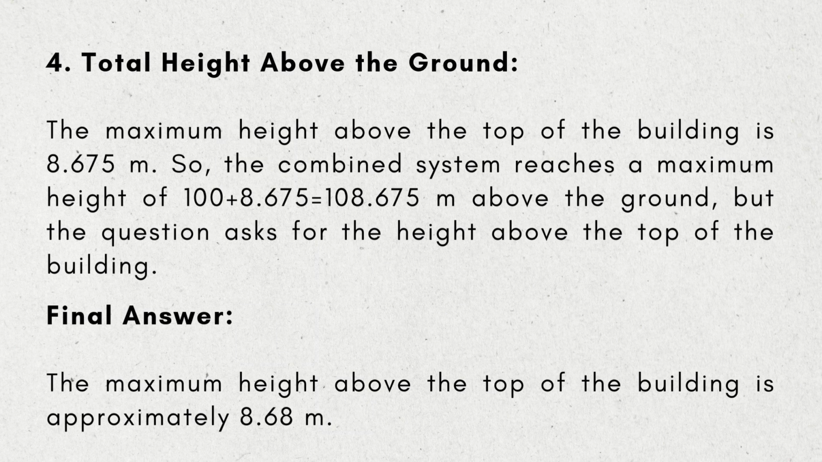Step 4. Total height. Above the ground, the maximum height above the top of the building is 8.675 meters. So, the combined system reaches a maximum height of 100 plus 8.675 equals 108.675 meters above the ground. But the question asks for the height above the top of the building. Final answer. The maximum height above the top of the building is approximately 8.68 meters.